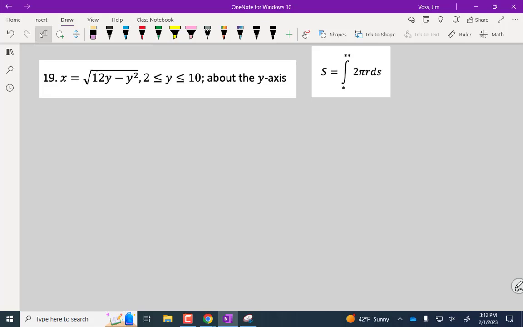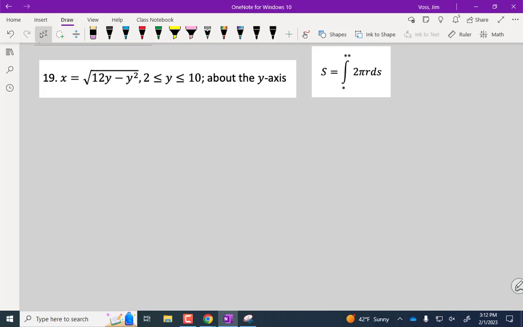So with this one, they didn't commingle anything. Everything is straightforward. They give us a function of y, and we're rotating around the y-axis. So that's all good. When they say go around the y-axis, we're thinking, okay, horizontal element, which means the function has to be written as an x value, and it is. So here we don't have to do any converting. So we look at our formula.